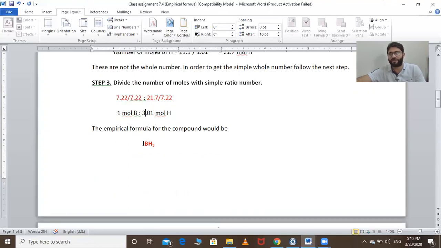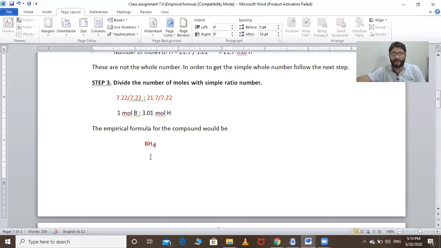So the empirical formula for the compound would be B1 and 3 hydrogen, BH3. So this one is the simplest whole ratio of diborane. This is what we call the empirical formula. This is how to find the empirical formula by going through different steps.